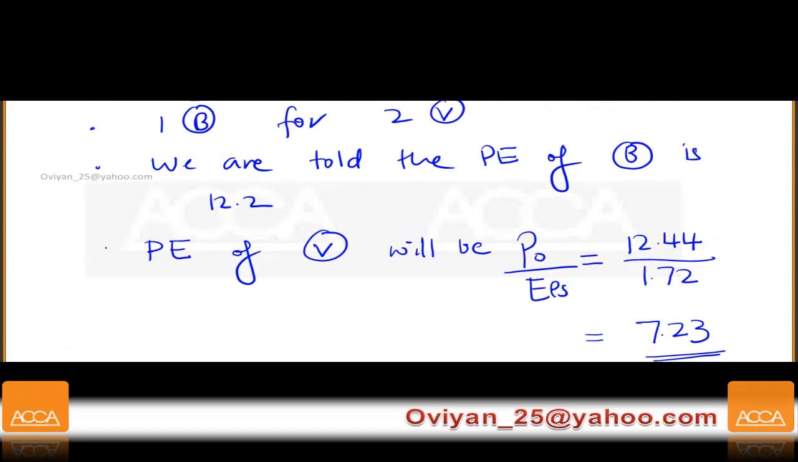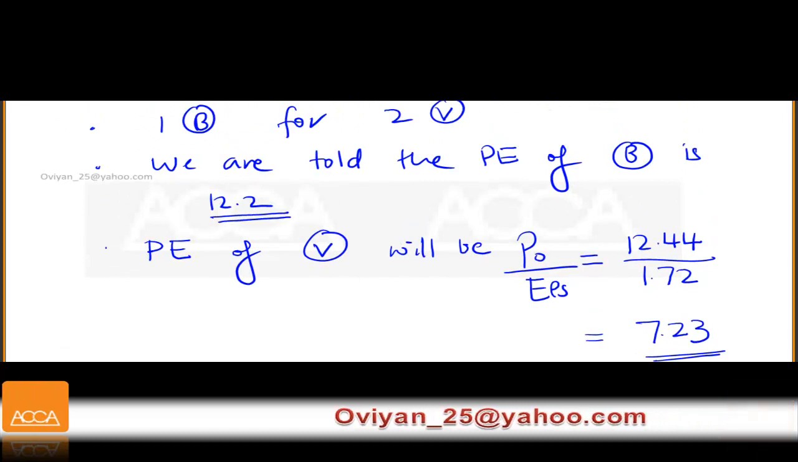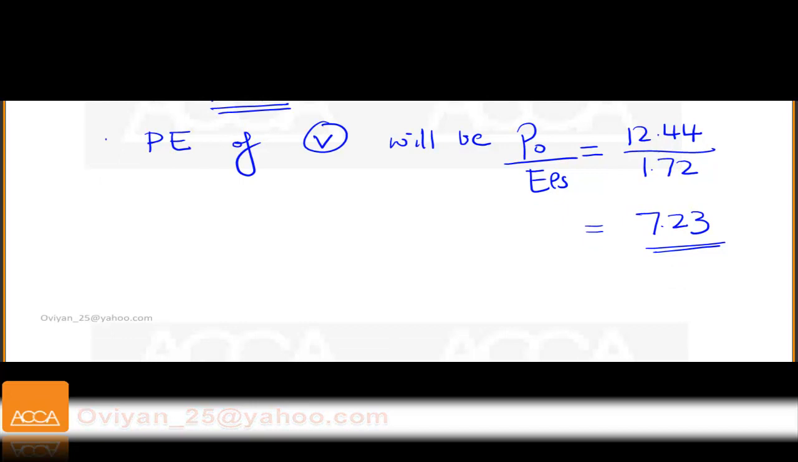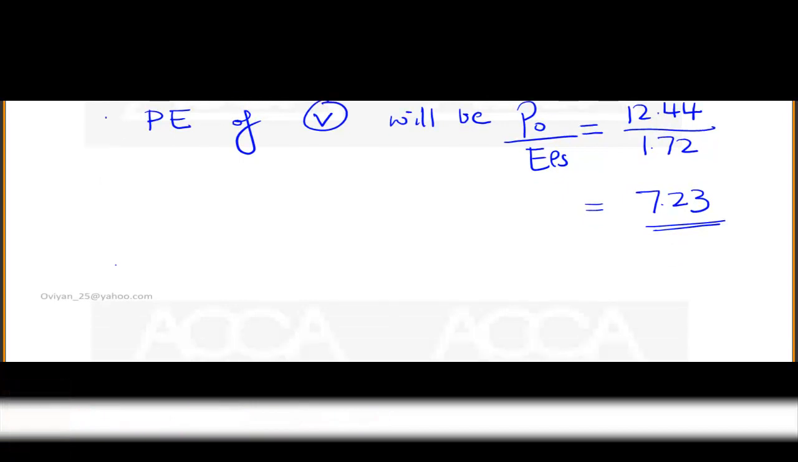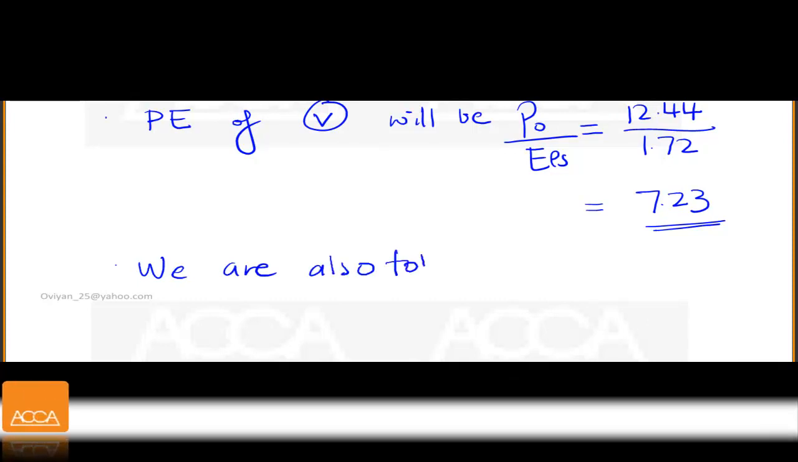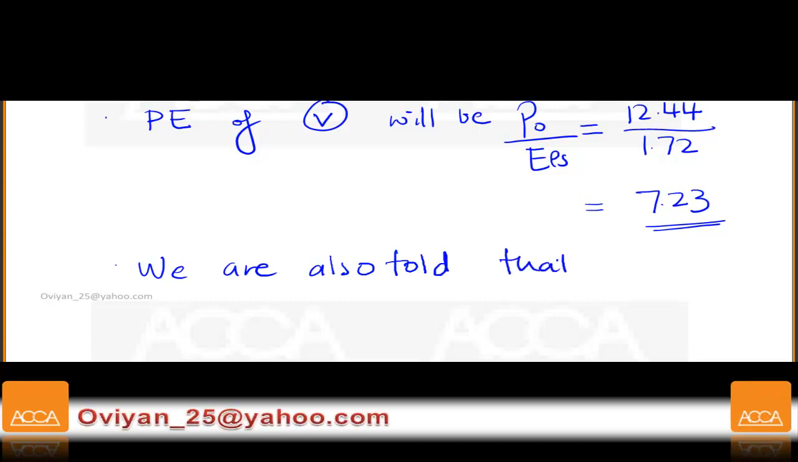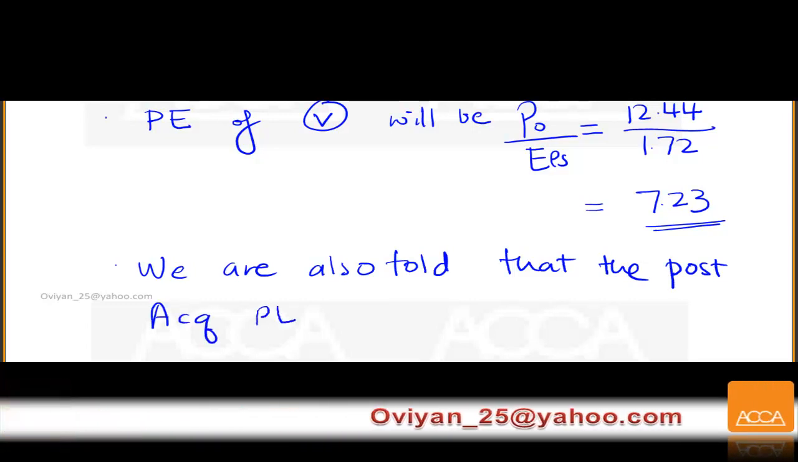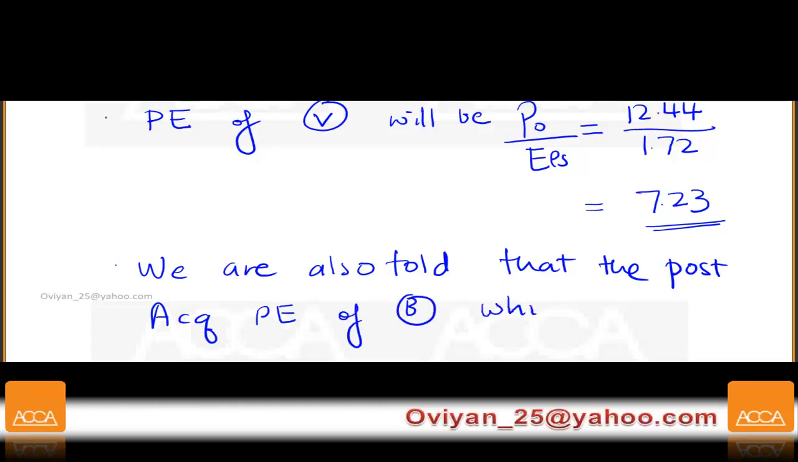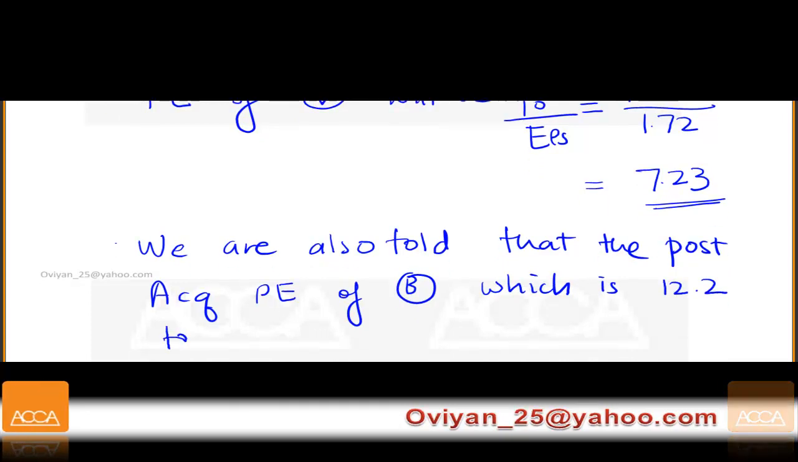So we have the PE of Borgoni, which is given as 12.2, and this is 7.23. Now we are also told that the post-acquisition PE of Borgoni, which is 12.2, is to be maintained.